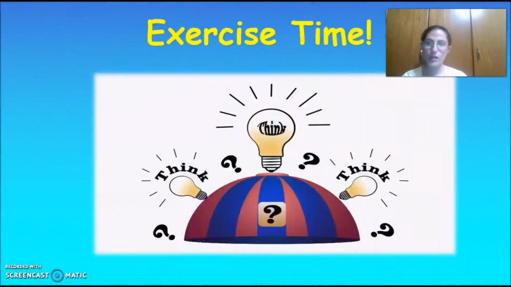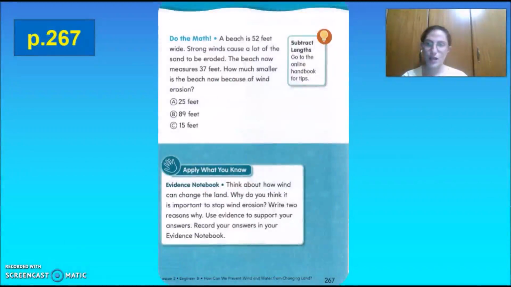Exercise time. Let's wear our thinking caps on. On page 267, a beach is 52 feet wide. Strong winds caused a lot of sand to be eroded. The beach now measured 37. How much smaller is the beach now because of wind erosion? A, 25 feet. B, 89 feet. C, 15 feet. So it was 52, and then it changed into 37.